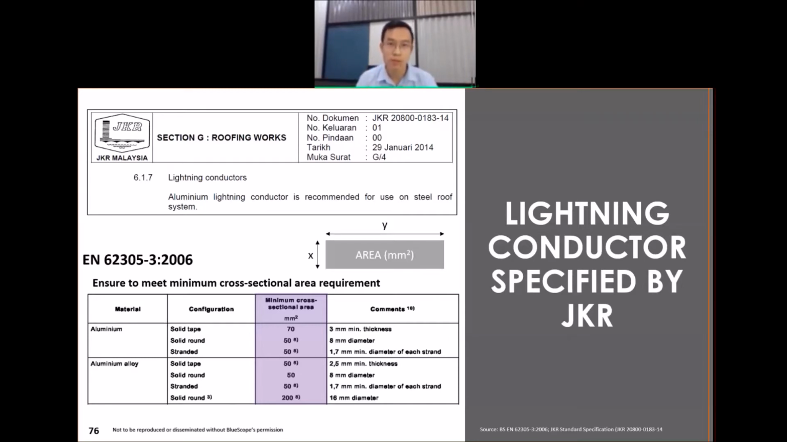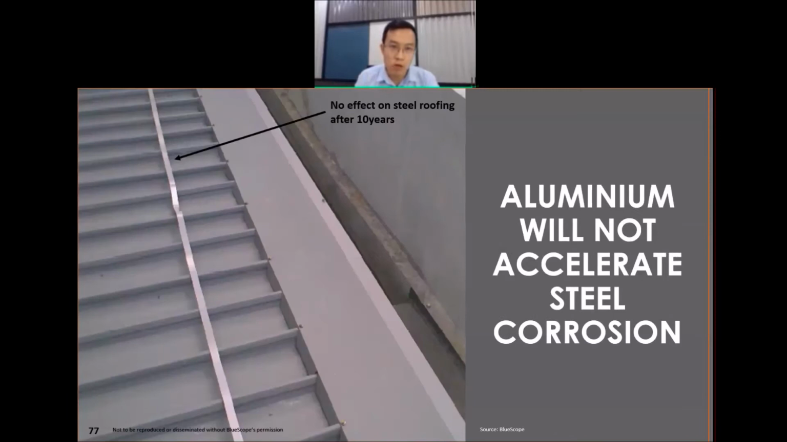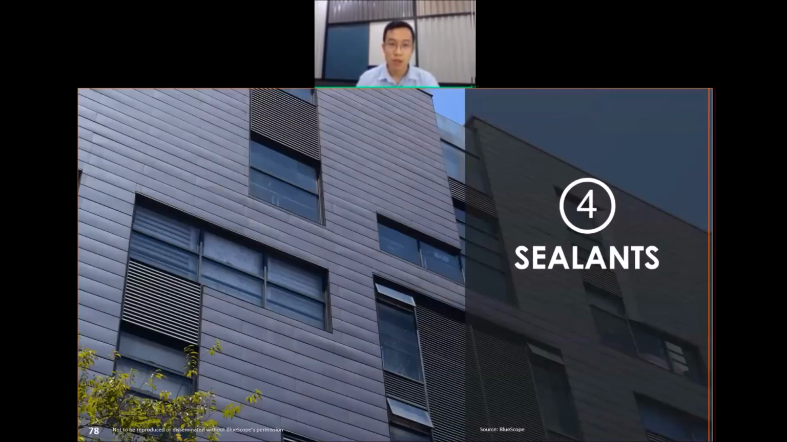to have them sign off this cross-sectional area, whether it's suitable to channel the lightning strikes down to earth. Okay. We have also seen some implementations of aluminum tape as lightning conductor successfully, such as this photo here, which has been there for more than 10 years. And as you can see here, it did not accelerate or cause any sign of corrosion on top of the steel.